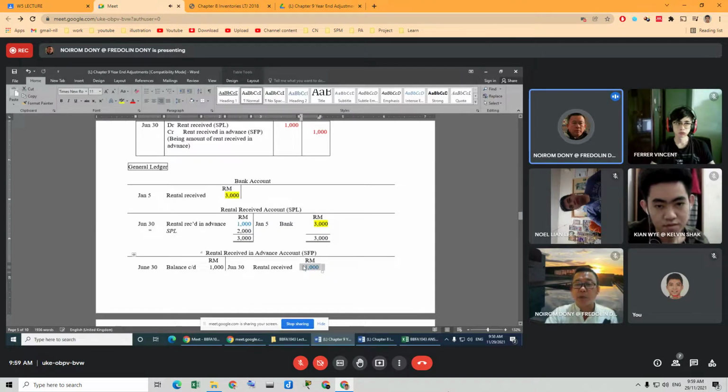So complete double entry. Now make sure the particular in rental receipt account you write correctly. So must be according to this rental receipt in advance. And in rental receipt in advance account, the particular you write down this heading rental receipt. Okay, so we have done the entry. Now we have to close off and balance off. So rental receipt account, we have to make a debit entry.